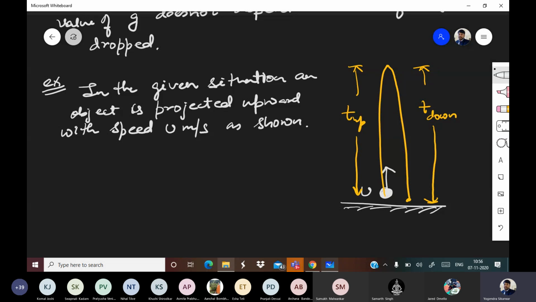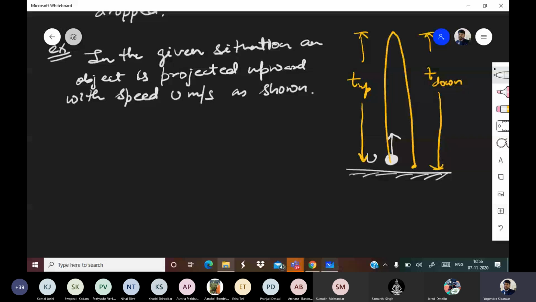As shown. Okay, so we'll be talking one by one. So first is during upward journey. Okay, so u is equal to plus u.